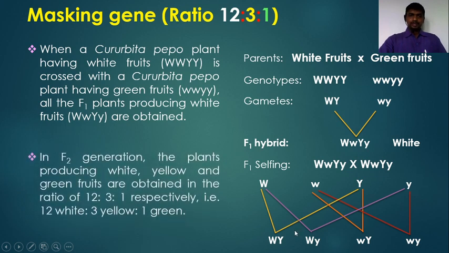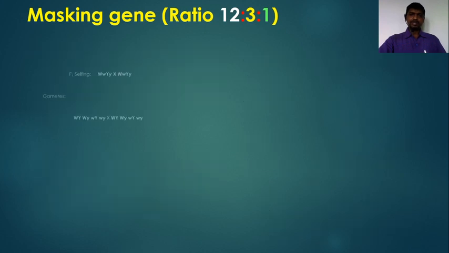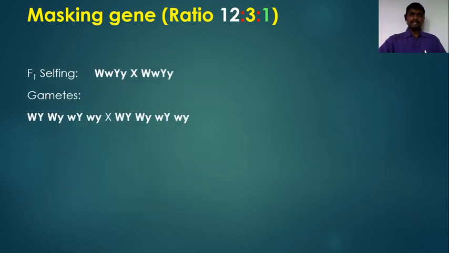In the F2 generation, when F1 hybrids are self-pollinated, the plants produce white, yellow and green fruits in the ratio of 12:3:1 respectively. Means 12 white, 3 yellow and 1 green. This happens because of the fusion of the gametes of F1 individuals. These F1s are allowed to self-pollinate. The gametes produced are capital WY, capital W small y, small w capital Y, small w y. Similar types of gametes are also produced by the female parent.